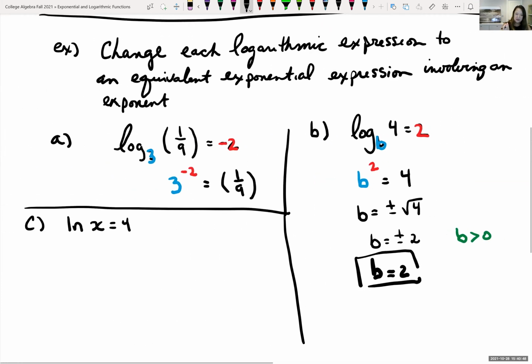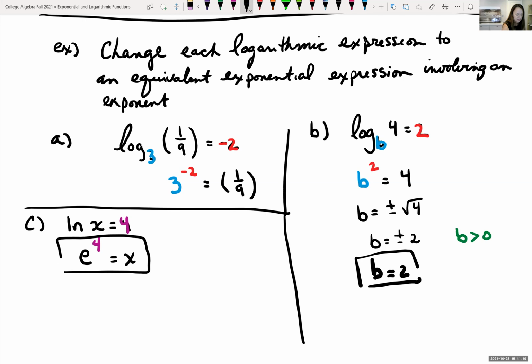So knowing that our natural log is base e, rewriting this in exponential form, our base of our exponential is e. Logs are just our exponent. So e to the fourth is equal to x. Sometimes they want, or I will want, or my math lab will want you to write these values in exact form. And so in this case, this would be the exact form.